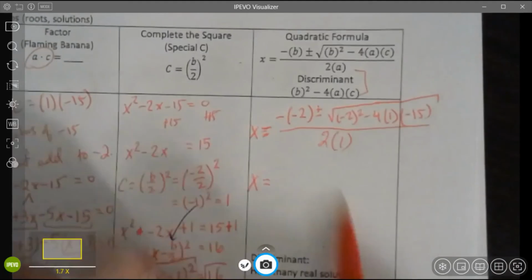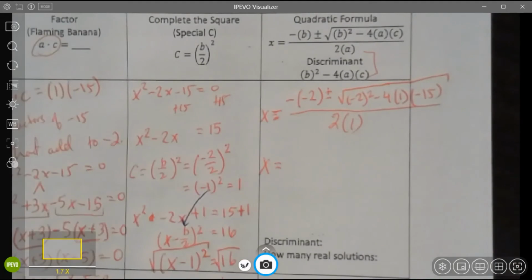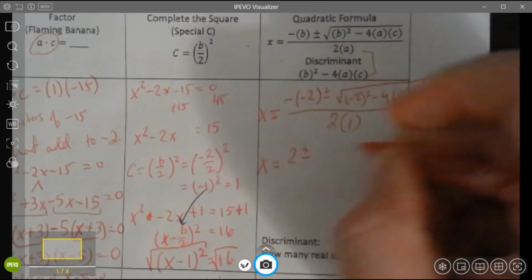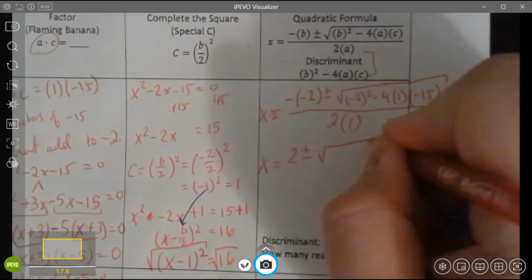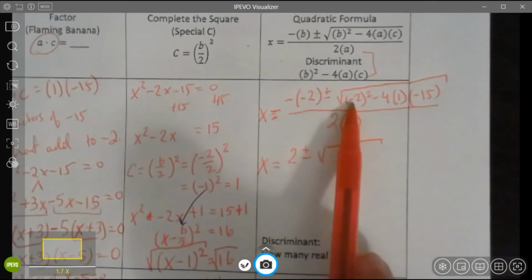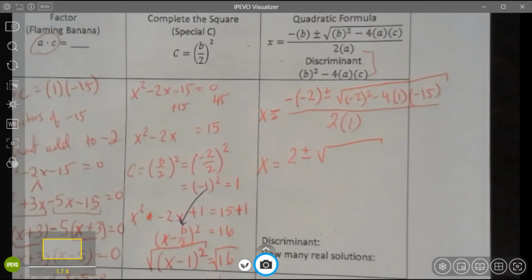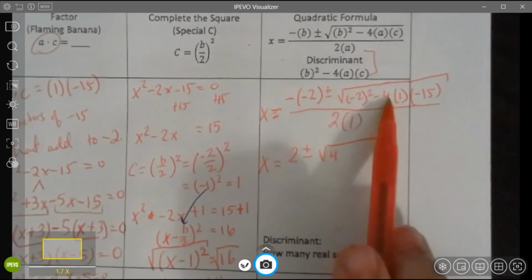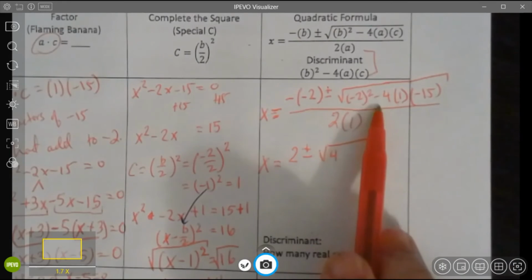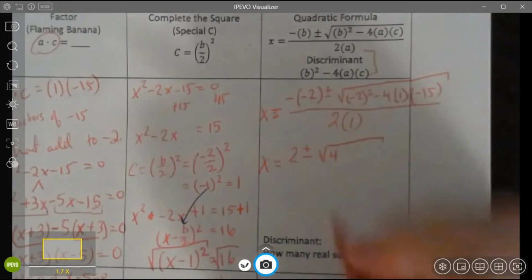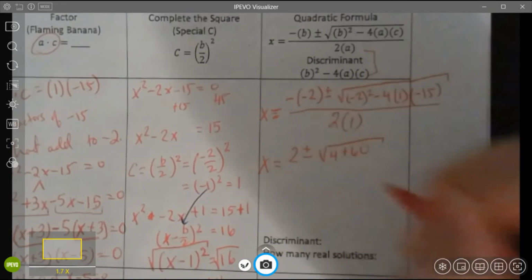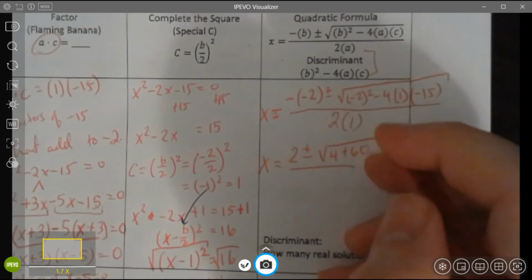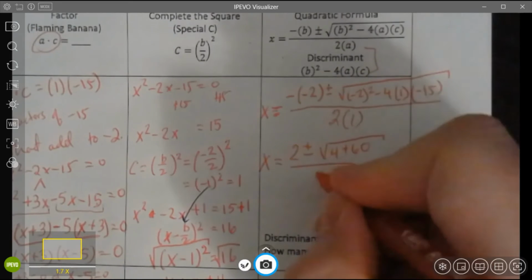So x equals negative, -2. Negative times negative is positive, so I want to write 2 plus or minus the square root of -2 squared. -2 times -2 is +4. And -4 times 1 is -4. -4 times -15 is going to be +60. All divided by 2 times 1, which is 2.